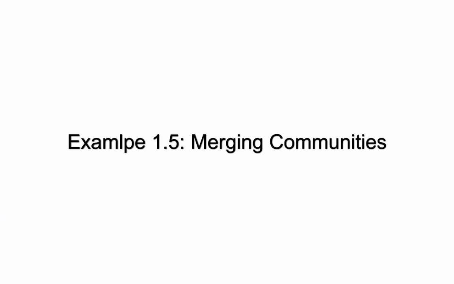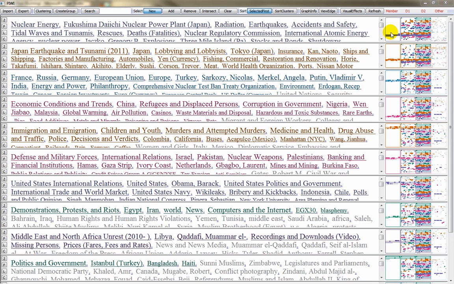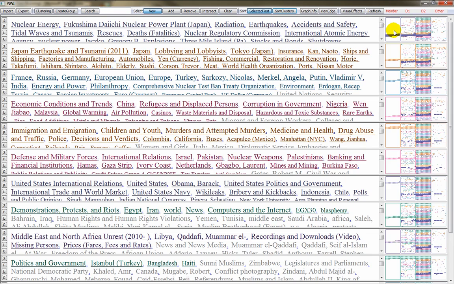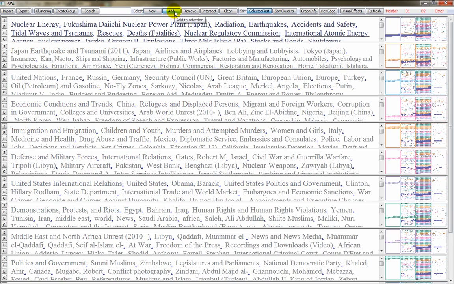To merge the nuclear energy community and the Japan Earthquake and Tsunami 2011 community, the user selects vertices in the nuclear energy community, sets the selection status to add, and then adds the vertices in the Japan Earthquake community into the selection set. Now she can create a U-group that merges these two communities.